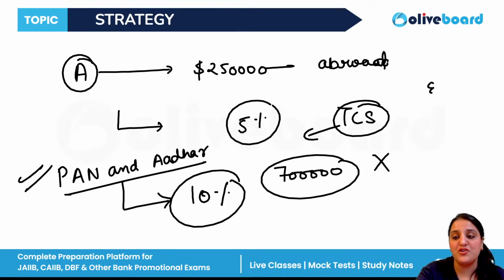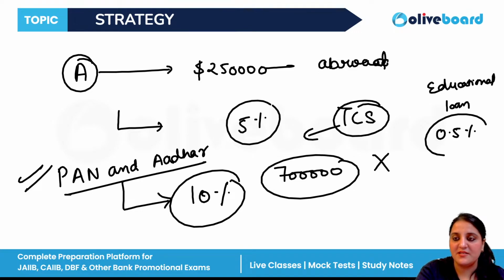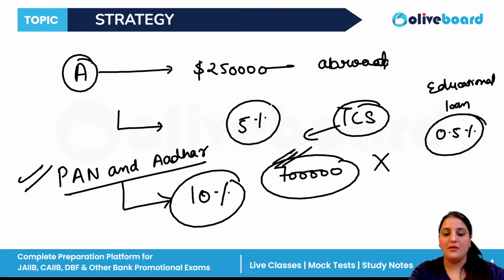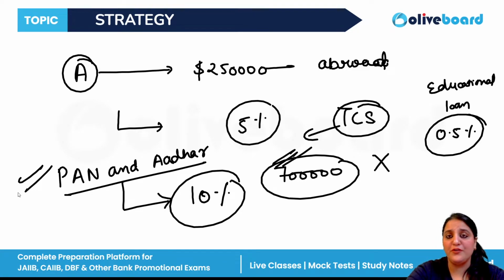But in the case of an educational loan, only 0.5% is deducted after this limit. So this is only an overview of the TCS. I am just giving you the overview. We will discuss everything in depth in the classes. So it's just a type of overview.